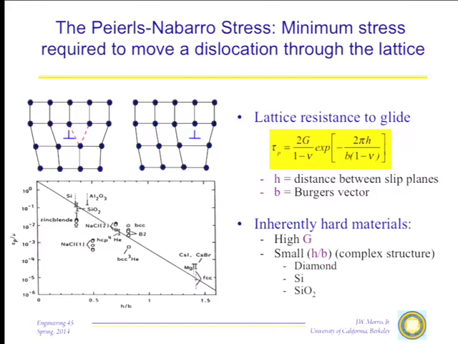For most metals, the Peierls stress is 10 to the minus 3 or lower of the shear modulus, and you can in fact ignore it. It makes virtually no contribution to the strength.